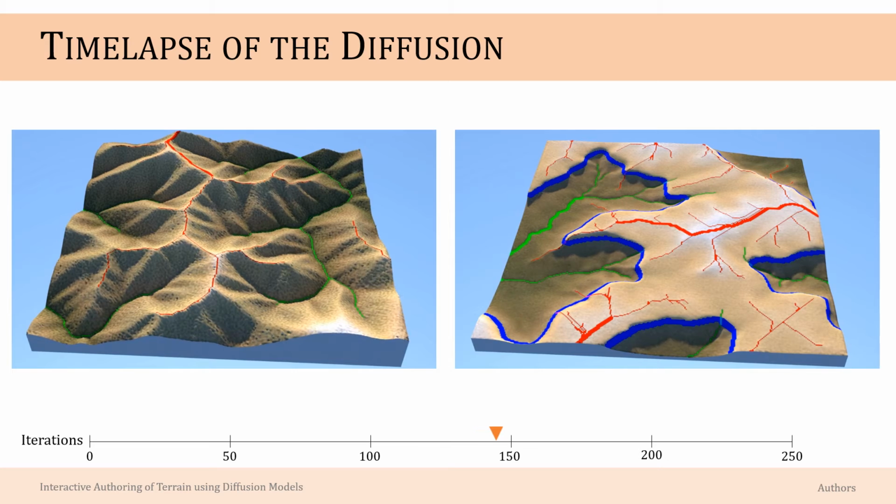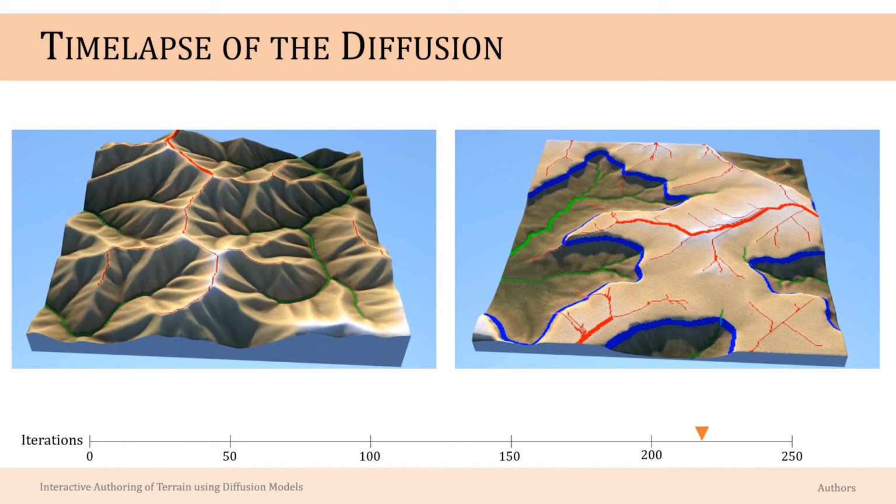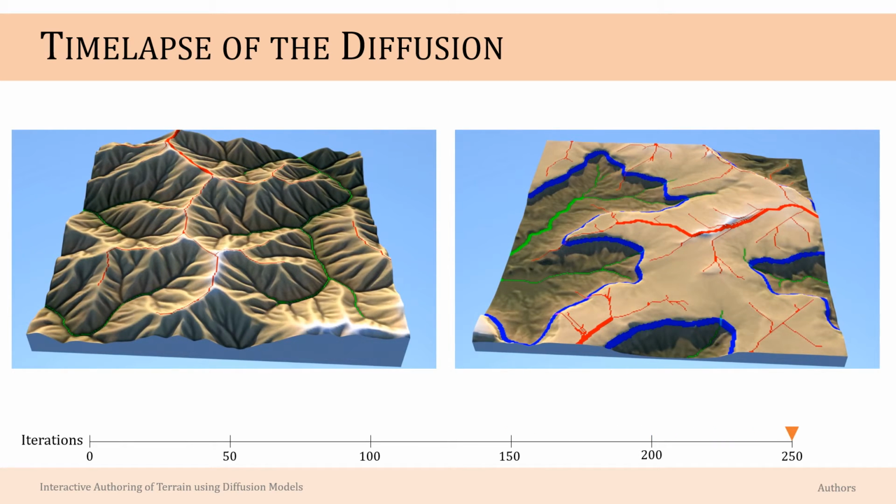The following is a time-lapse of the denoising process, showing progressive refinement of the terrain. The final terrain displays a coherent global structure that adheres to constraints imposed by the feature sketches and has a global aesthetic similar to the chosen style.